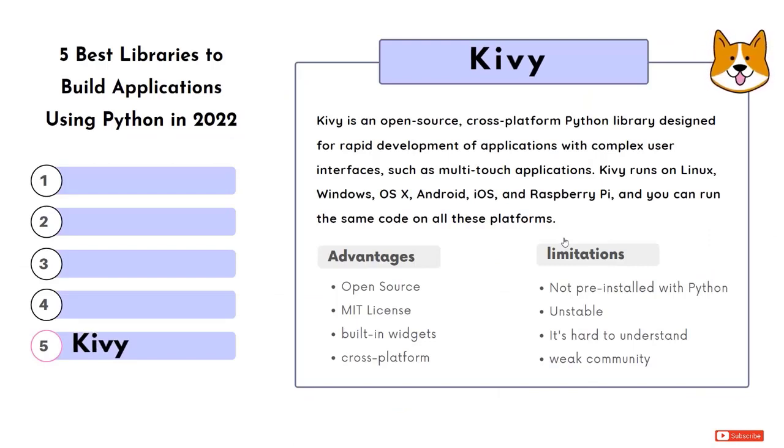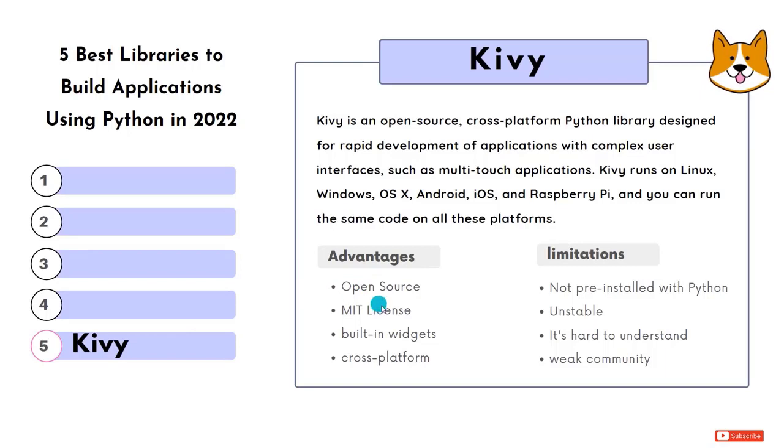Kivy is an open source cross-platform Python library which is actually designed for rapid development of applications with complex user interfaces, such as multi-touch applications. Kivy runs on Linux, Windows, OS X, Android, iOS, Raspberry Pi. In any operating system it's gonna run. That's the reason it is called a cross-platform Python library that we use to design interfaces, multi-touch interfaces or multi-touch applications.